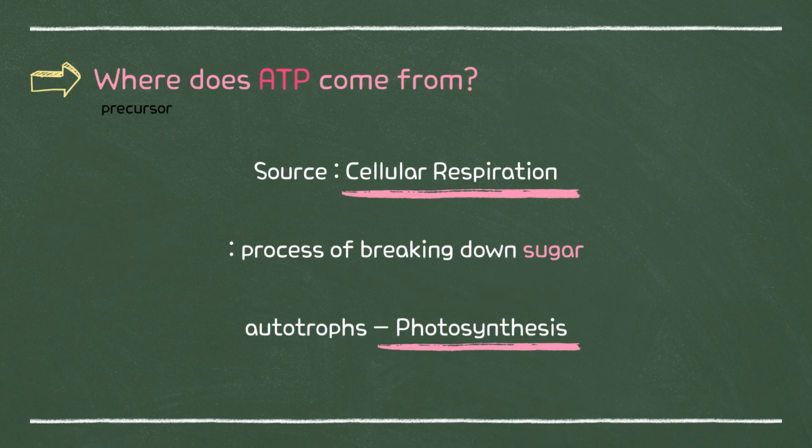But where does all this ATP come from? It can be formed in several ways, but the bulk of it comes from a process called cellular respiration. Cellular respiration is a process of breaking down sugar and making ATP. In autotrophs, the sugar is made during photosynthesis. In heterotrophs, glucose comes from the food we eat. In plants, photosynthesis is a precursor to cellular respiration. So let's start with photosynthesis.